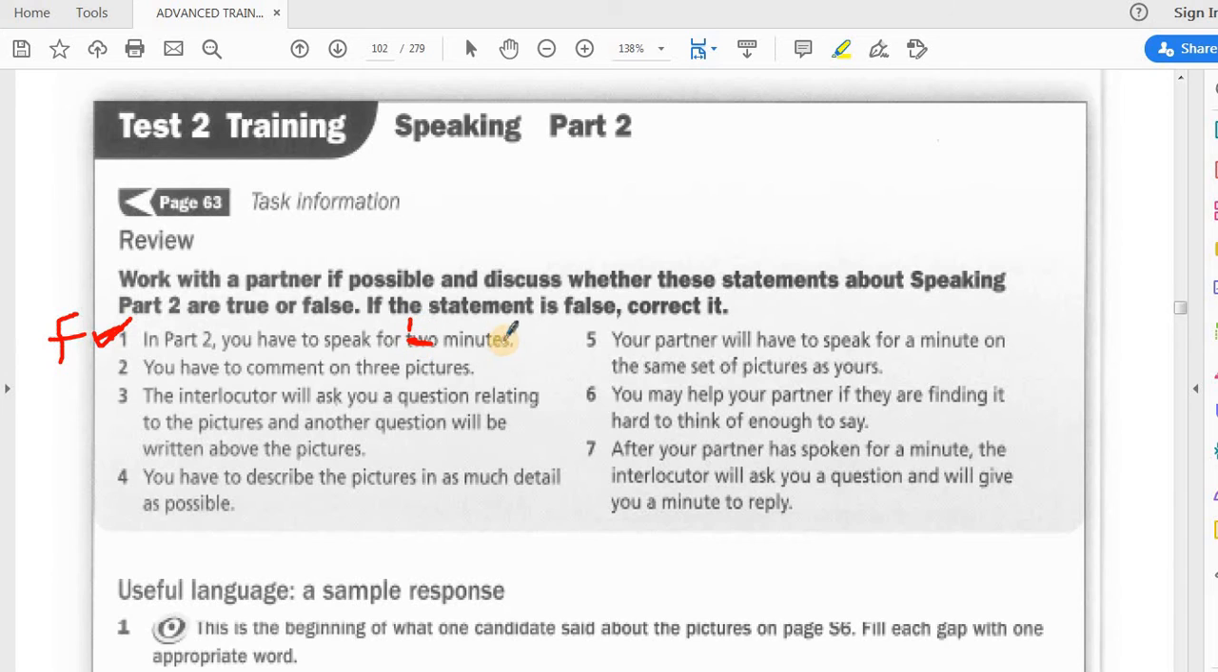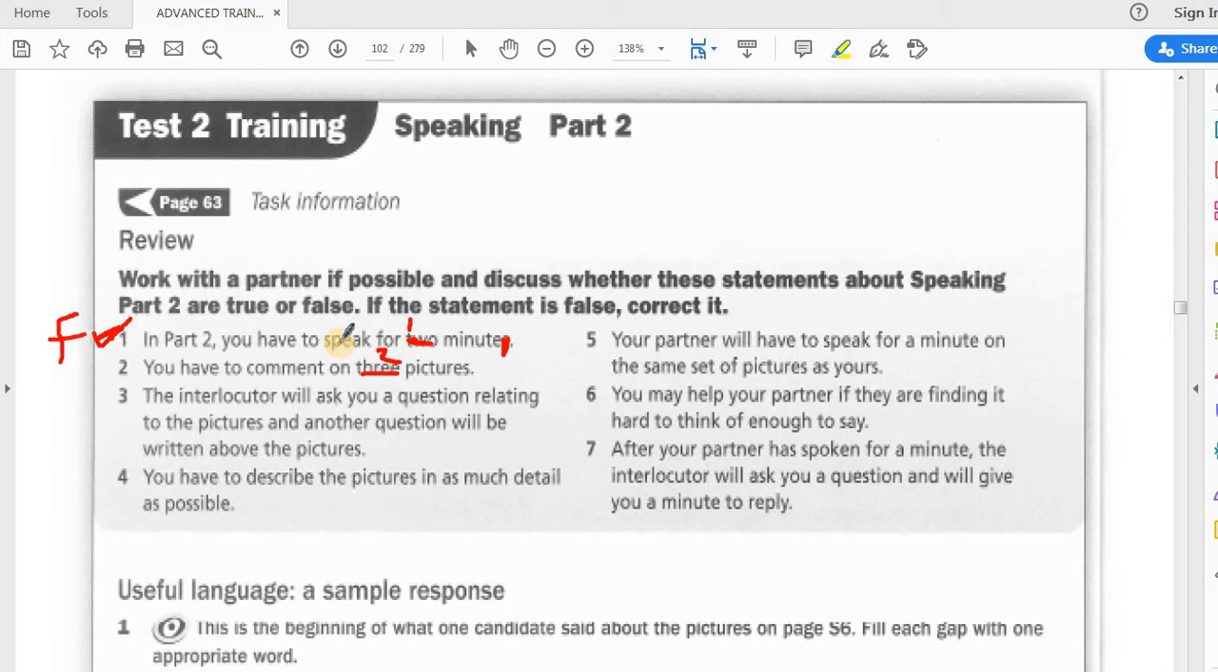One minute when you compare the 2 pictures, and then for 30 seconds, we'll see that later. You have to comment on 3 pictures. False. You have 3 pictures, but you comment on 2. You have to choose which 2. Remember the beginning of this part.